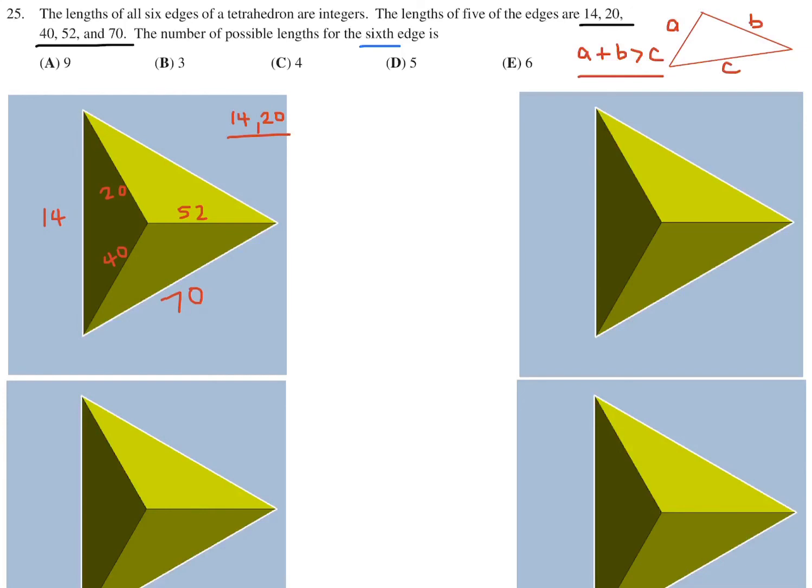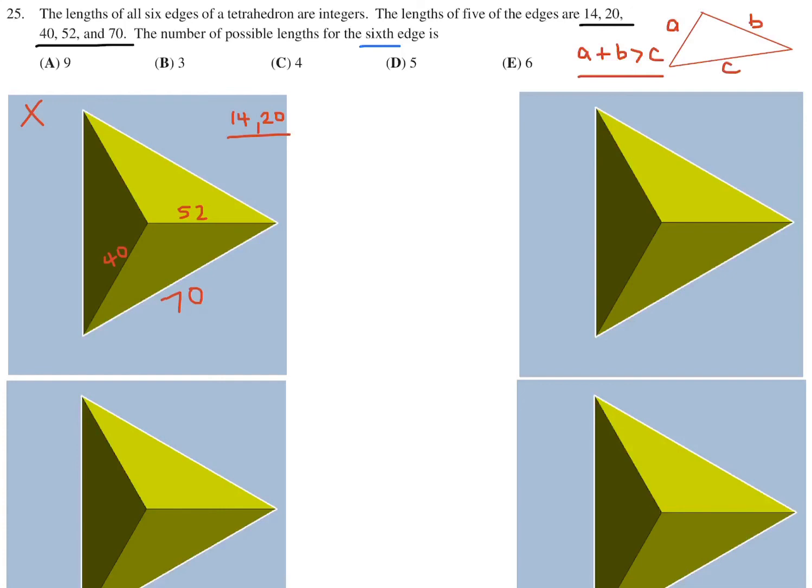Is 14 plus 20 greater than 40? 14 plus 20 is 34. Well, that can't work. I can't have a triangle like that. And therefore, this is no good. So put an X there. I can't make these triangles work with these sides, with this arrangement.